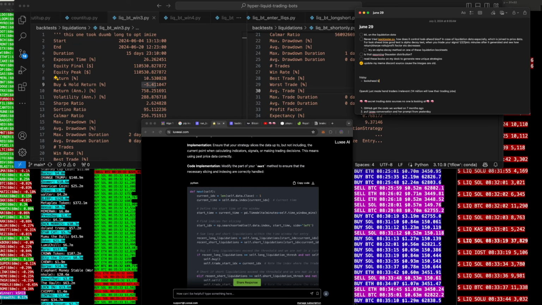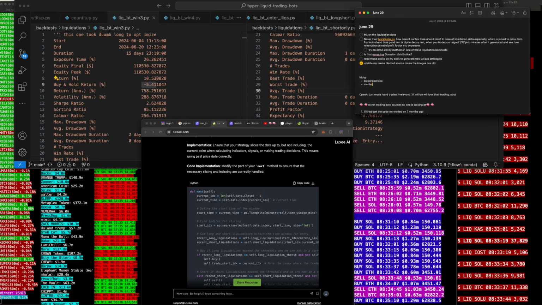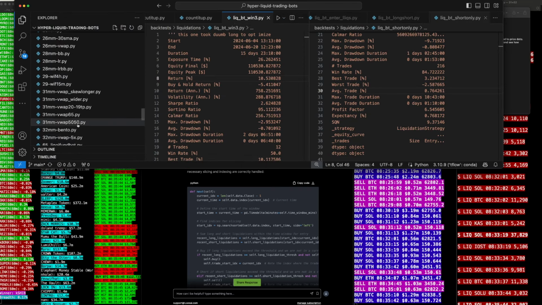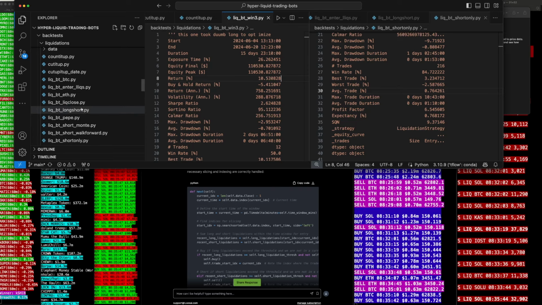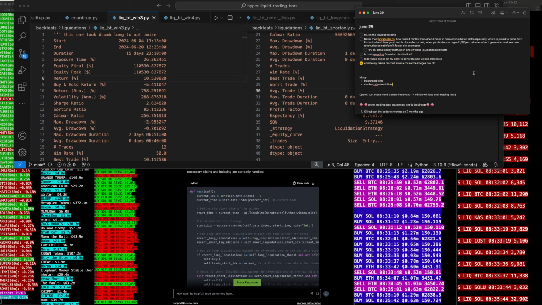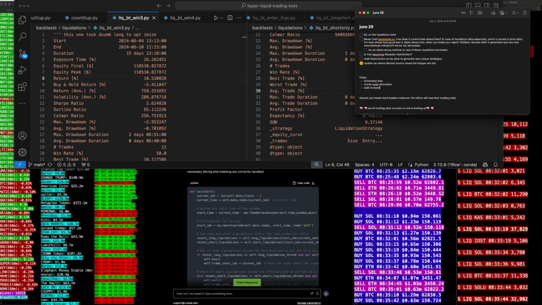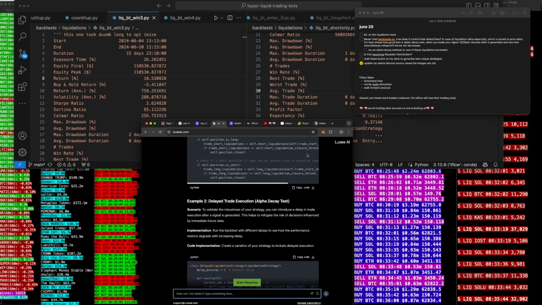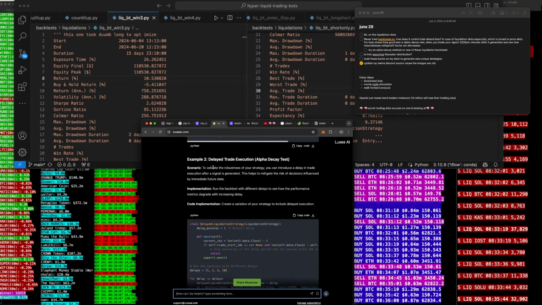Look-ahead bias, Monte Carlo simulation, and we did something else. Walk forward. Friday ideas, essentially. Code implementation, so we'd modify something. I'll do that later. Delayed trade execution, alpha decay test.